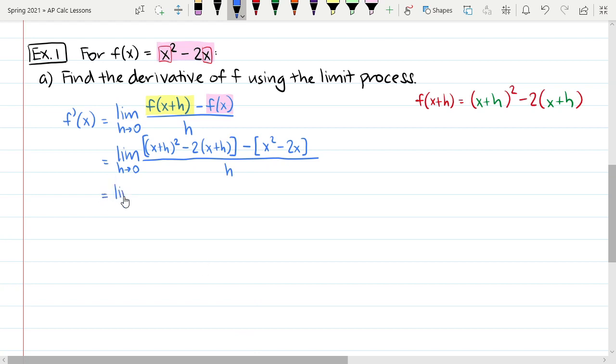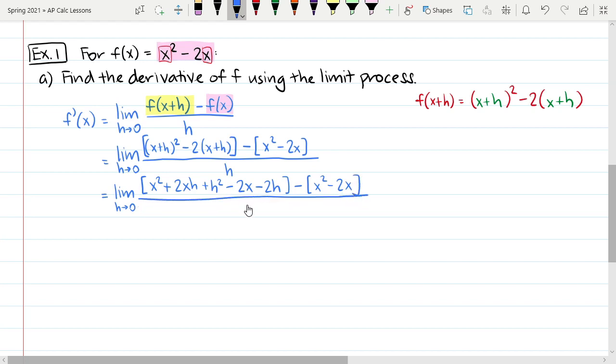Now up in the numerator, we are squaring x plus h, so we actually need to expand that. So if I square x plus h, that's going to give me x squared plus 2xh plus h squared minus 2x minus 2h when I distribute that negative 2. And then minus the x squared minus 2x that we have at the end, all over h. So again, all of this is f of x plus h as we start to expand it. This right here was our f of x.